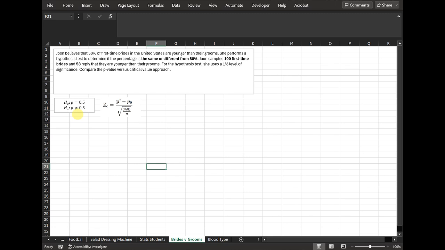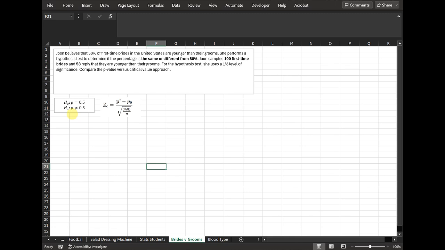Now, in my Excel workbook, I don't have this written out. This would be something that I would have written on my paper. But you do need to know what the hypotheses are when you're setting up your Excel spreadsheet. So I always write this down when I make videos, but usually when I'm just doing this on my own, this is something I have written on my paper.